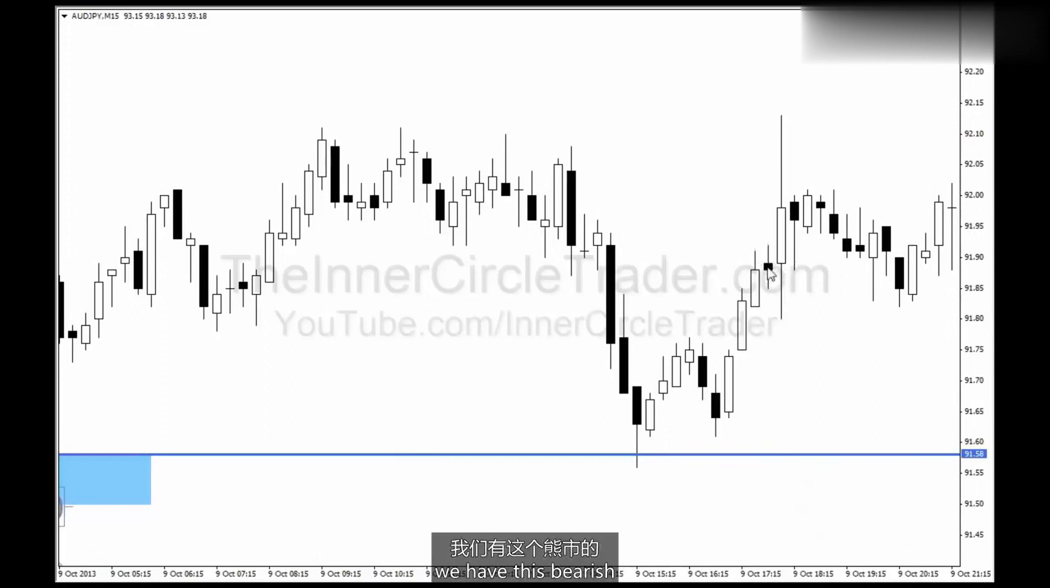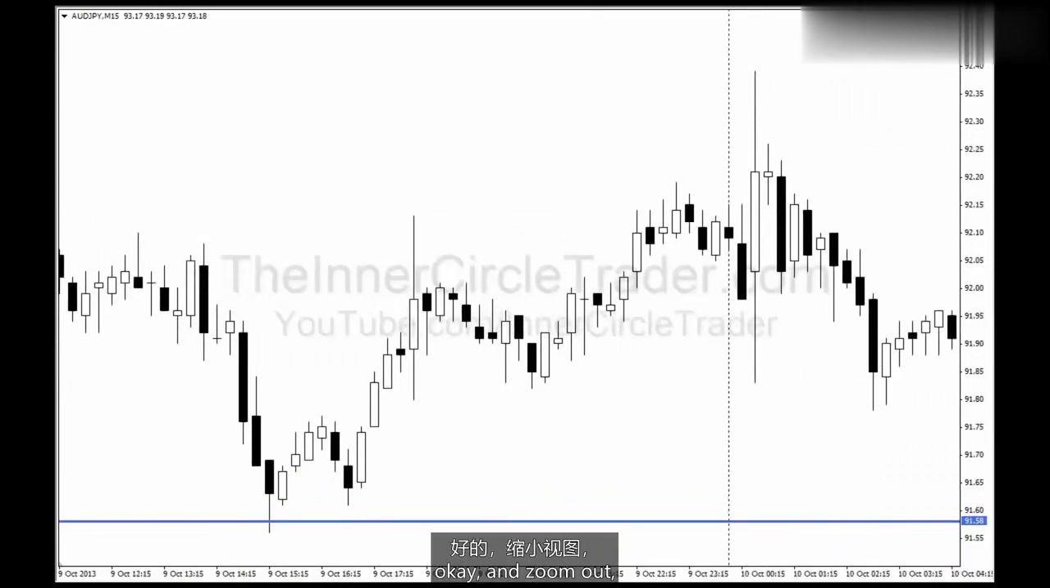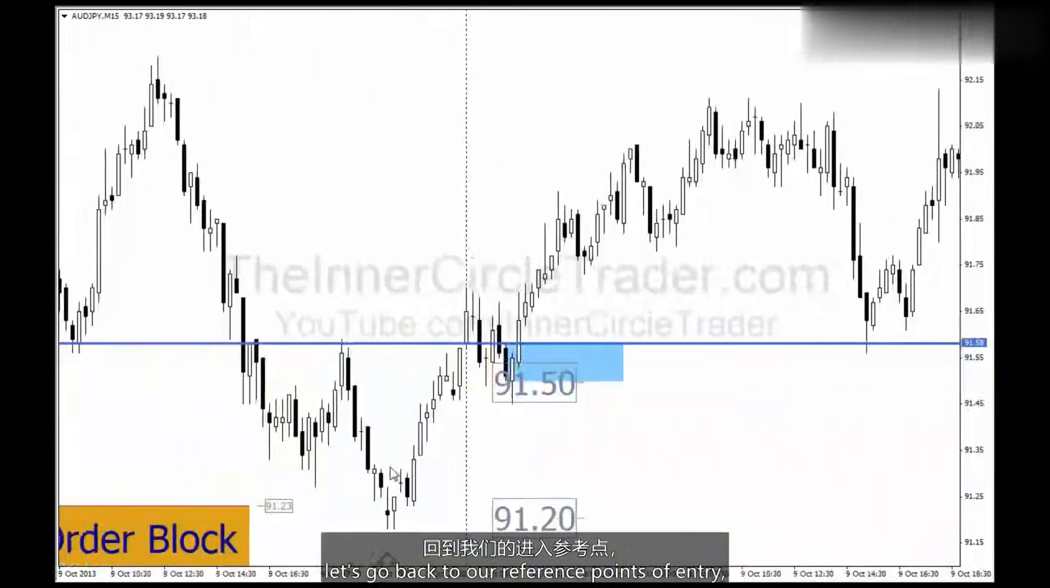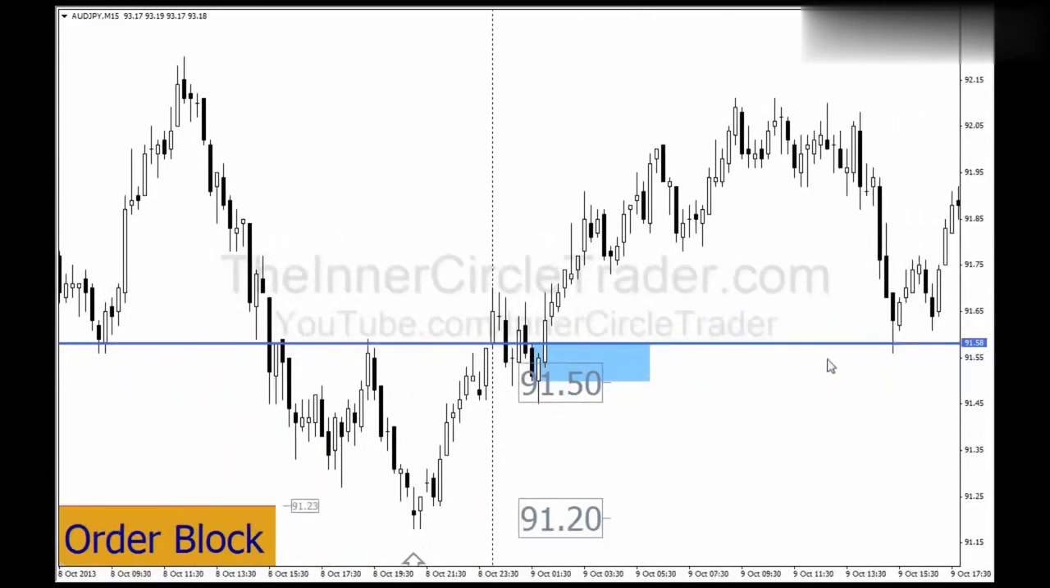We have this bearish candle prior to the move out. Go down to a 5-minute time frame, you can see how price moved back into that order block here and moved higher. Okay, and let's zoom out. Let's go back to our reference points of entry. We have this one here and this one here.